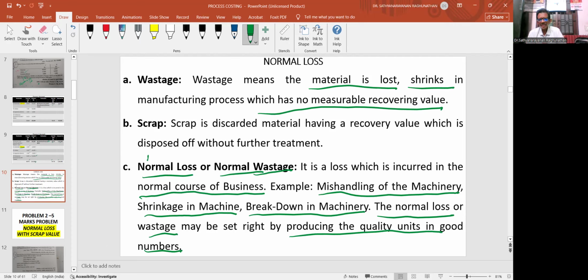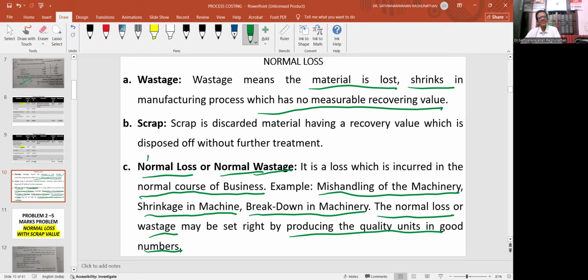If the material falls on the floor and breaks, you have to lose the material once and for all. There is no measurable recovery value. Suppose if I throw this spectacle on the floor and it breaks, then there is no value for this spectacle. I have to spend an additional amount for buying a new spectacle, right? That is all about the concept of wastage.